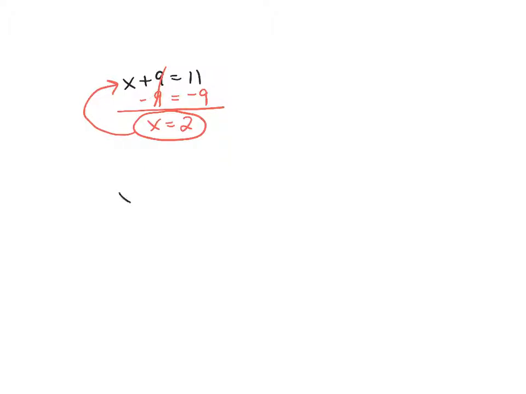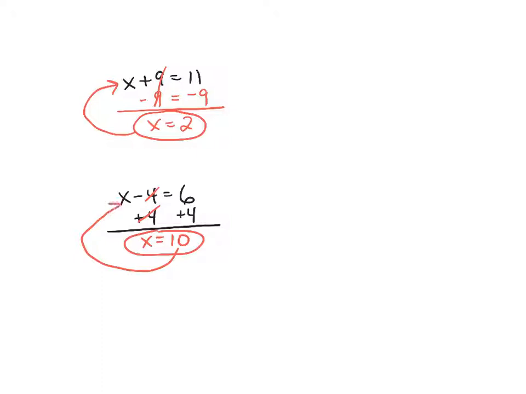Here I have x subtract 4 is equal to 6. If I want to solve that for x, I'm going to get rid of the subtract 4 by adding 4 to the left-hand side. If I add 4 to the left-hand side, I have to add 4 to the right-hand side. Now, x subtract 4 add 4 cancels out. I'm just left with x on the left-hand side. 6 plus 4 equals 10, so x is equal to 10.